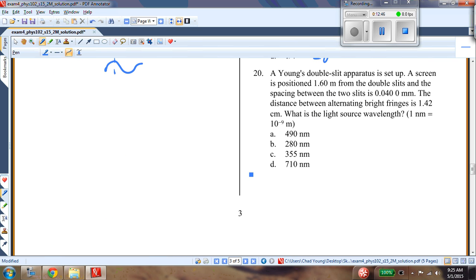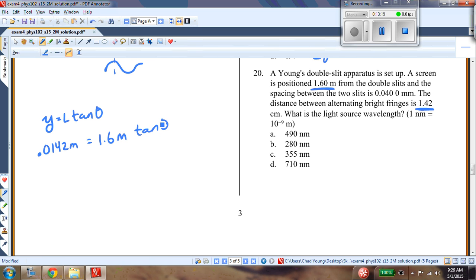All right, I have a Young's double slit apparatus. Screen of position is given. The distance is 1.42 centimeters. What is the light source wavelength? Okay, you sort of have to work backwards here. I know that y is equal to L tan theta, and I'm given y right here, and I'm given L. So I say y is 1.42 centimeters, that's 0.0142 meters, equals 1.6 meters times tan of theta, and then I solve that for tangent of theta.